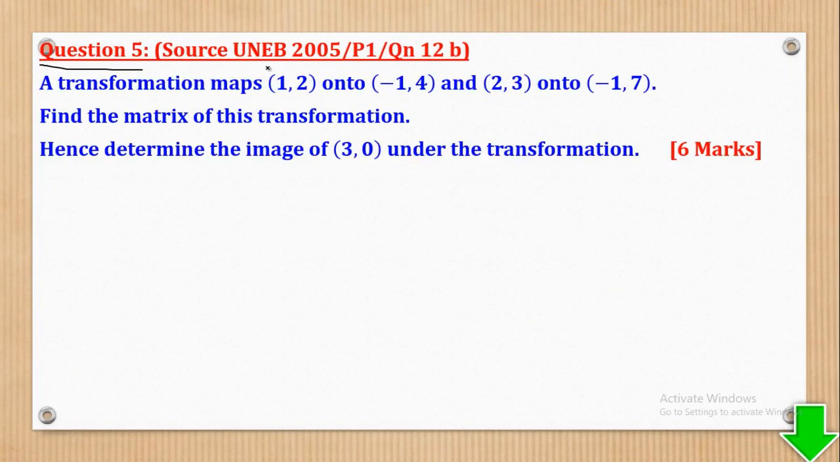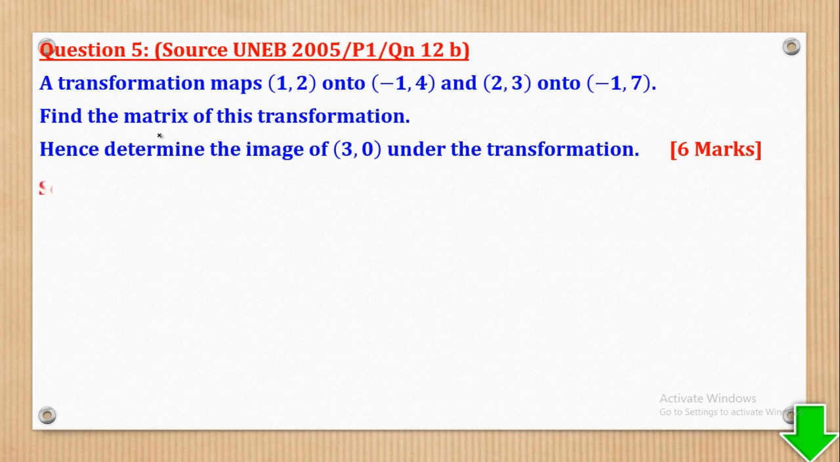Then now we shall go to question 5, which came from UNEB 2005, paper 1, question 12b, and says a transformation maps 1, 2 on 2, negative 1, 4, and also 2, 3 on 2, negative 1, 7. So this is the object, this is the image, object, this is the image. Find the matrix of this transformation.